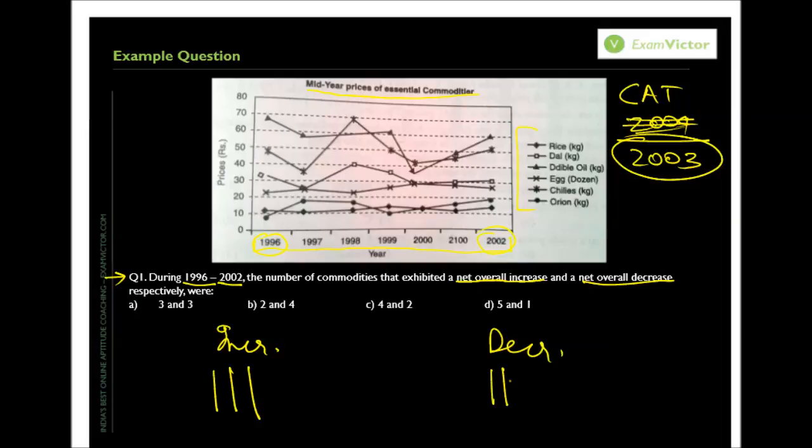Okay, so we have totally only 6 commodities. So 3 and 2, it cannot be this. It cannot be this. It could be 3 and 3 or it could be 4 and 2. We've eliminated 2 choices, but to get the right answer, we still have to see what is onion. So onion are these dots. Onion started off below 10. And if you follow through, they reach 20. So onion is an increase. So it's 4 and 2. The answer is C. This is it.